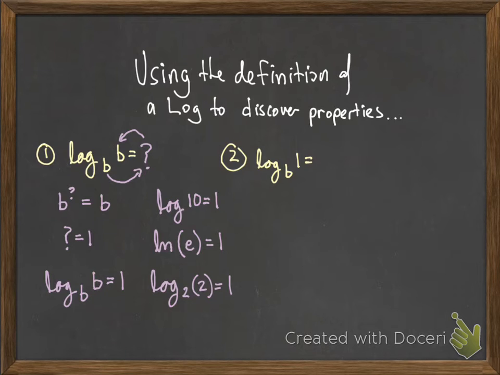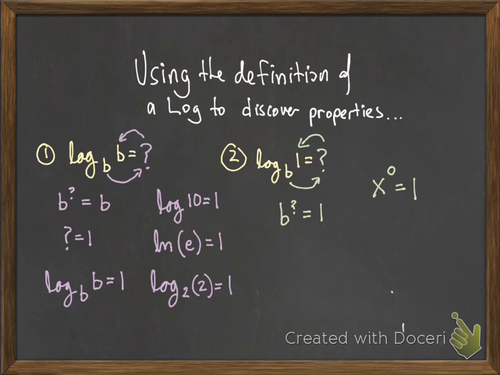Moving forward to the second property, log base b of 1, I'm going to use the same technique and rewrite this to see what it looks like. Right now I have a question mark, so I'm going to rewrite this as b to the question mark equals 1. There's only one way to get this to be a 1, and we have to remember that anything raised to the 0 power gives us 1.